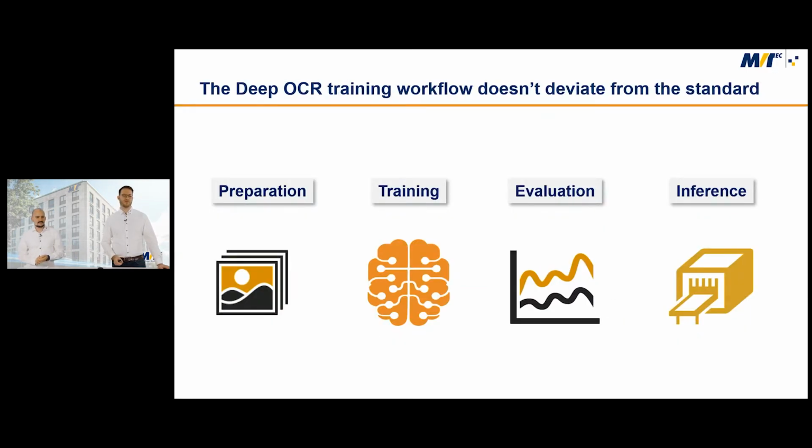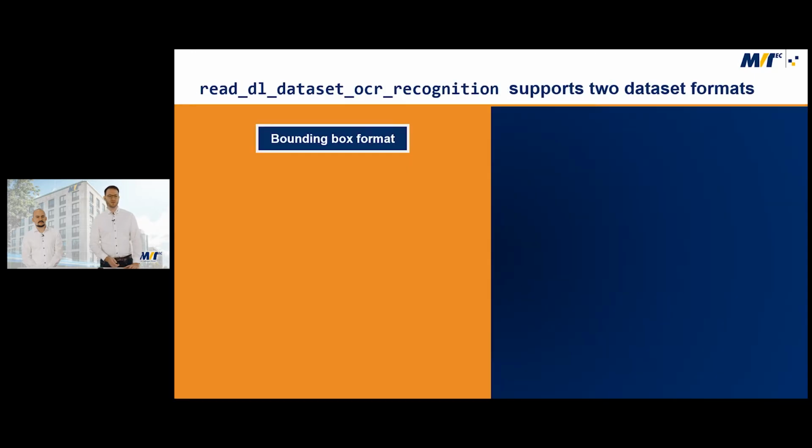Thank you. So the DeepOCR training workflow, we've seen this before, also doesn't deviate from the standard deep learning workflow. You have to prepare your data, take pictures of your data, sort it in a data set, then you have to train the network and you evaluate if you're satisfied with your training, and then you can use it in the inference. So for the preparation step, we have the procedure read DL dataset OCR recognition.